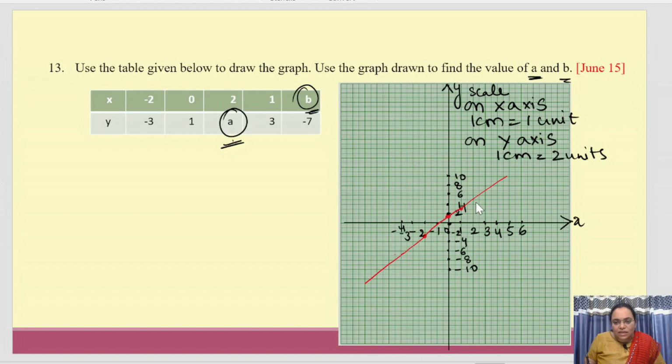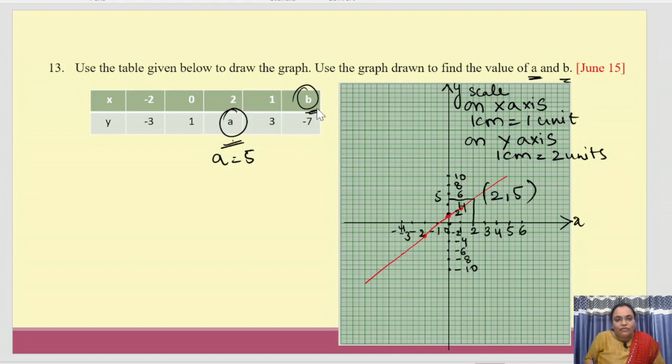So, when x is equal to 2, if we join this 2, the graph is meeting at this 5. So, the coordinates will be 2 and 5. So, the value of a will be 5 here. If we join them, you will get 2 and 5.